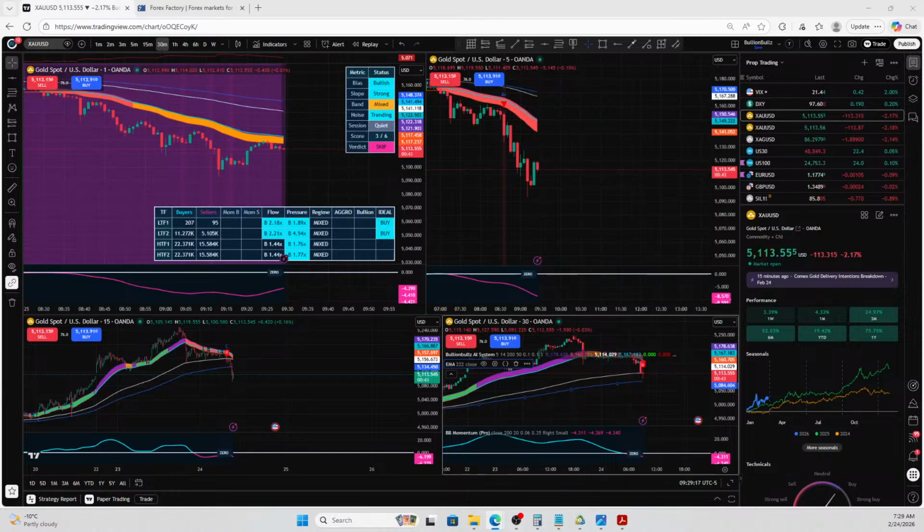The market so far is looking bearish, but we are looking here at this moving average to see how it closes in 30 seconds. How this candle closes here.